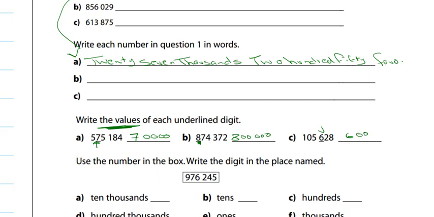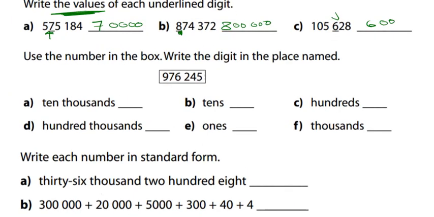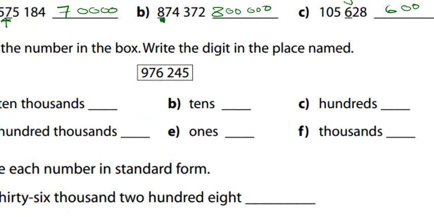In the following question, use the number in the box. Write the digits in the place named. The first digit from the right is the units or ones. So we have here 5 in ones, 4 in tens, 2 in hundreds, 6 in thousands, 7 in 10,000, and 9 in 100,000.